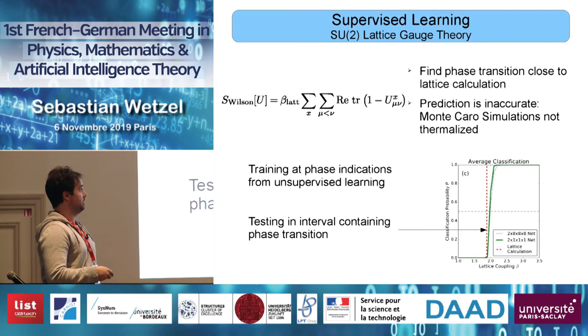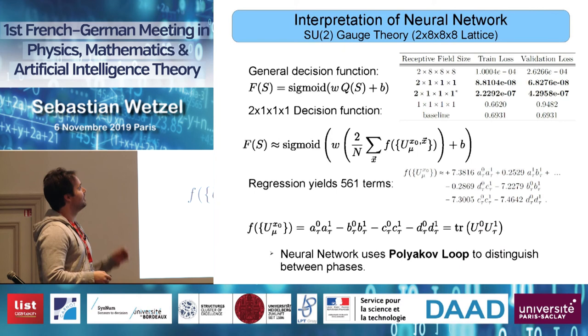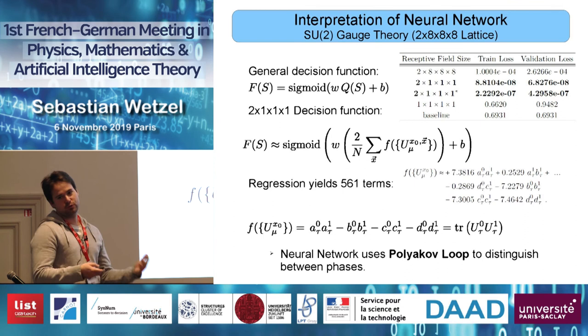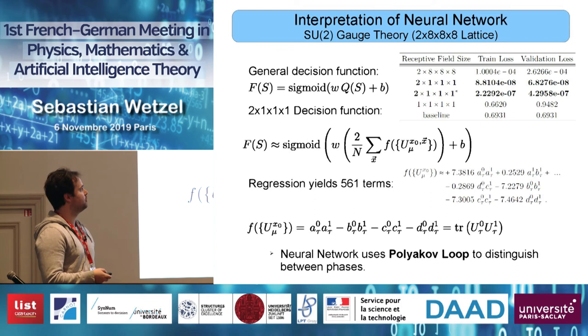We can now interpret this neural network in the same manner that we interpreted the neural network that was tasked with classifying phases in the Ising model. We can start with a full neural network, train it, remember the loss, reduce the capacity of the neural network, train it again, and find a minimal neural network with only a few parameters, and check for different regression approaches, which work best. The best regression scheme that we found had 561 terms, which is way less than the parameters in the neural network.